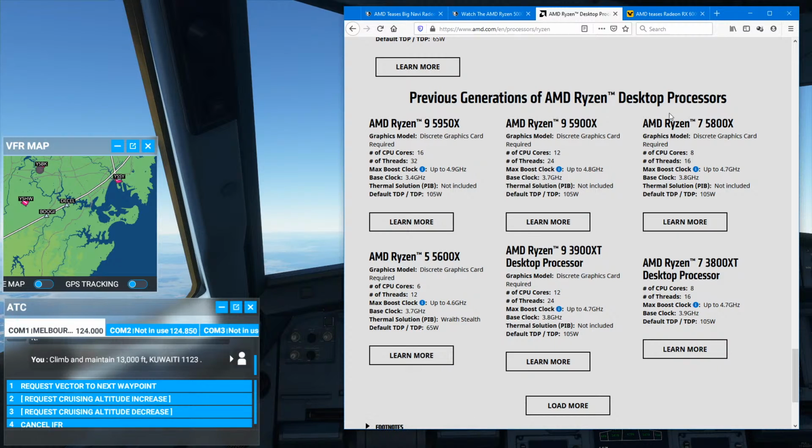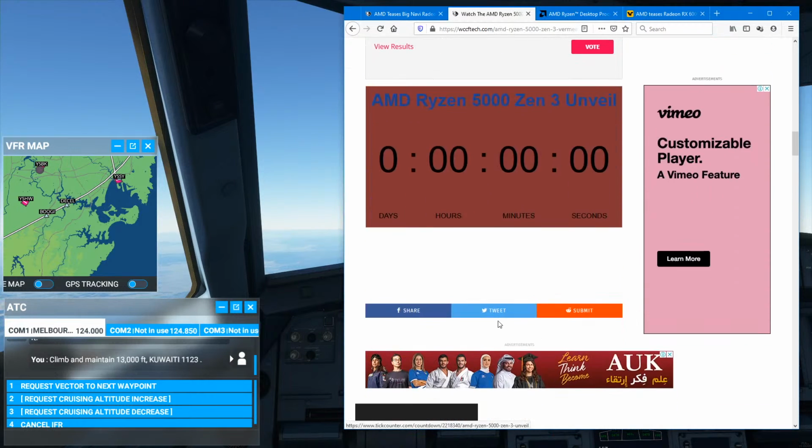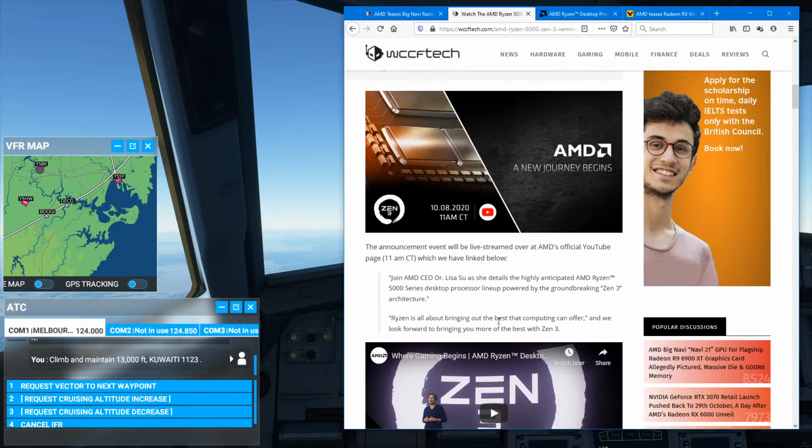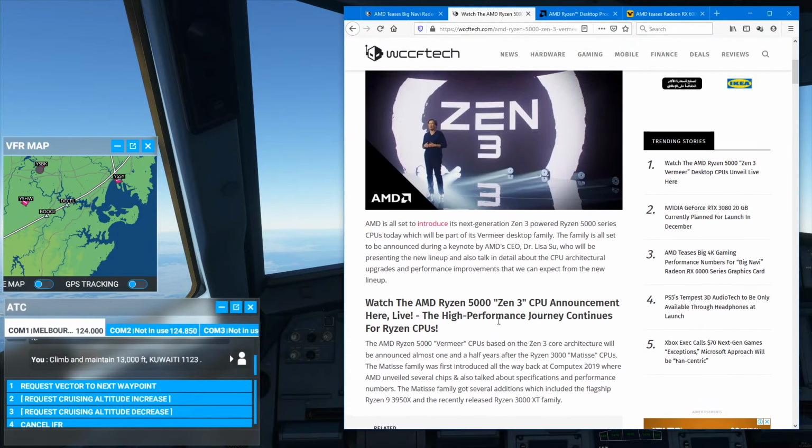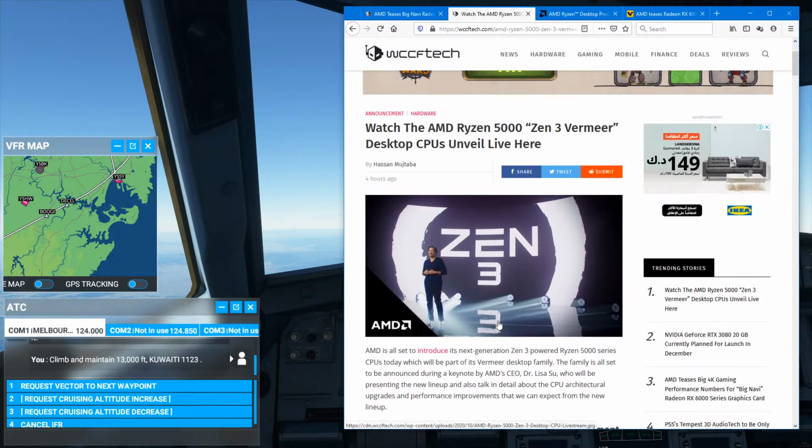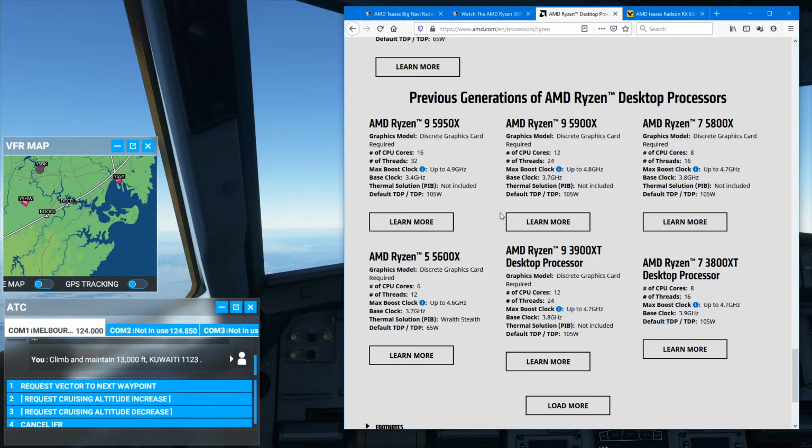So the previous generation of AMD Ryzen is, no, hold on a second, 3900 to 5900. That's what I was confused about. Why didn't they say 4900? I don't know why. This is the Zen 3 architecture. So what they announced is the new CPUs, and this is WCCF Tech. They didn't cover much, but they announced the prices. $499, something like that. It's really cheap. They're not expensive.